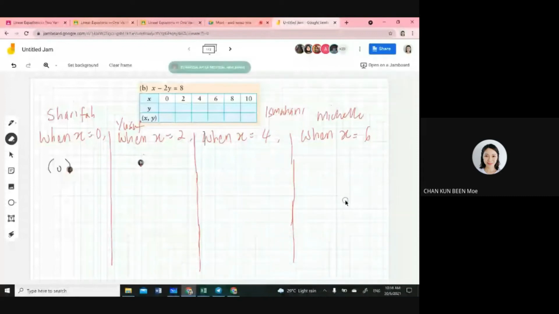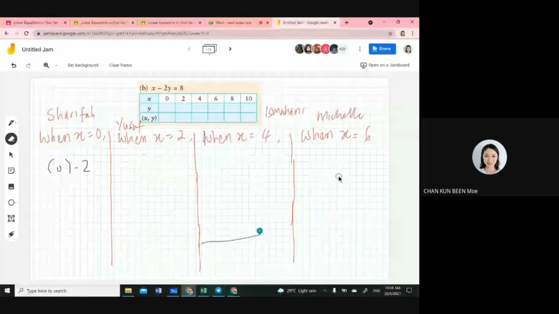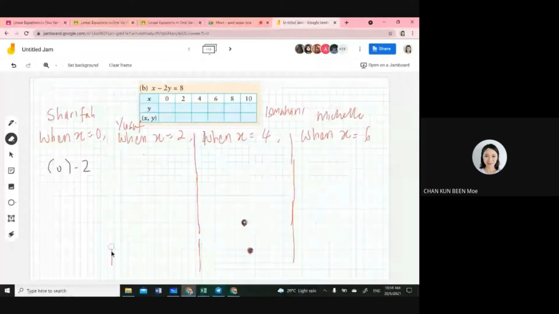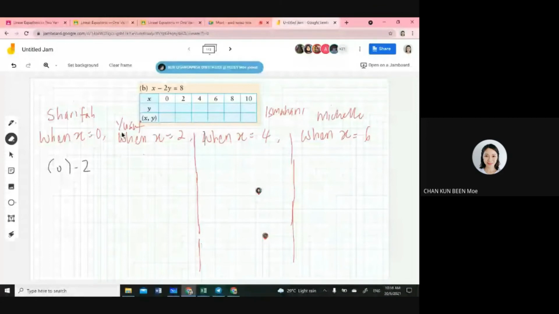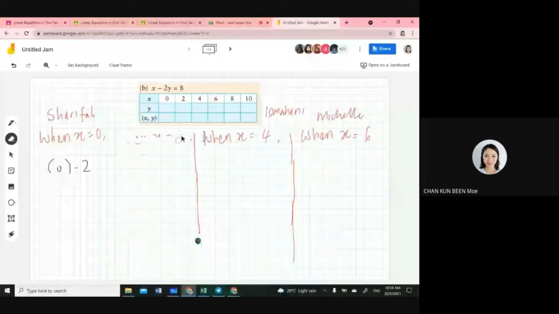Okay, Sharifa can write. What about the rest? Meaning the space is not enough, Sharifa. Okay, if that's the case, Yusuf, you do it later on. I'm going to wrap this off. Give space to Sharifa. So you do it on a piece of paper, Yusuf, when x equal to 2, and then later on you fill in the answer over here. Okay? So I'm going to give space to Sharifa and then also Michelle.